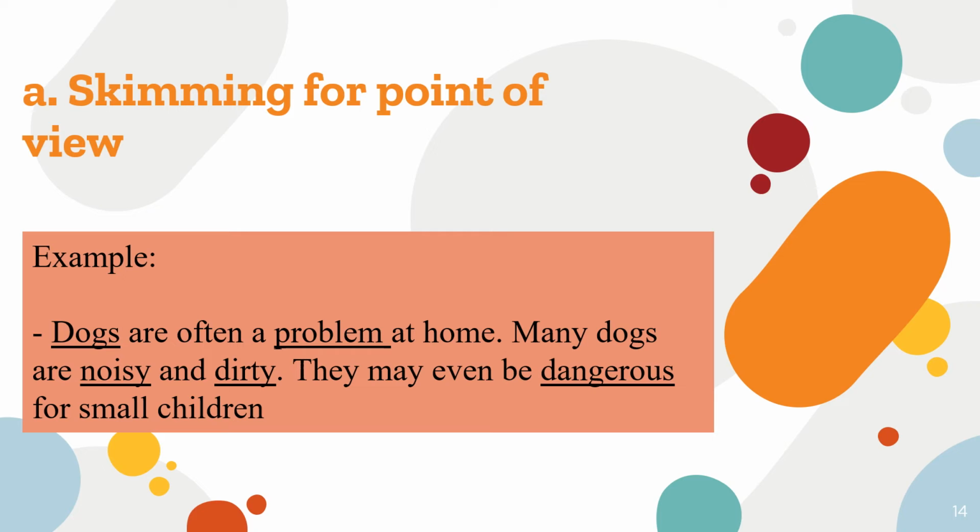Let's read the text together. Dogs are often a problem at home. Many dogs are noisy and dirty. They may even be dangerous for small children. Now, does the writer like dogs at home? You don't need to read all the sentences to learn this, because the answer is no. The writer doesn't like dogs. Why? Just look at the keywords that we find in the text: problem, noisy, dirty, dangerous. Those are the keywords to figure out the position of the writer.